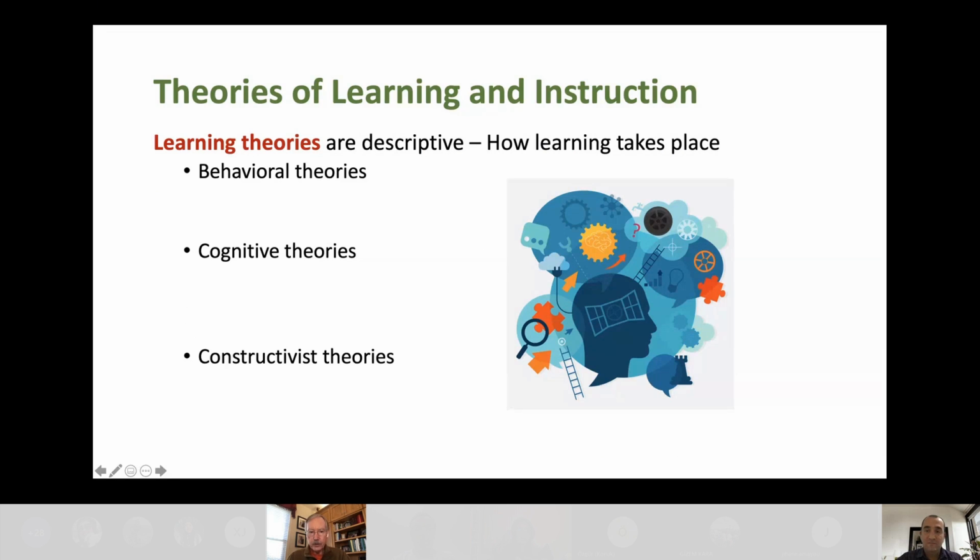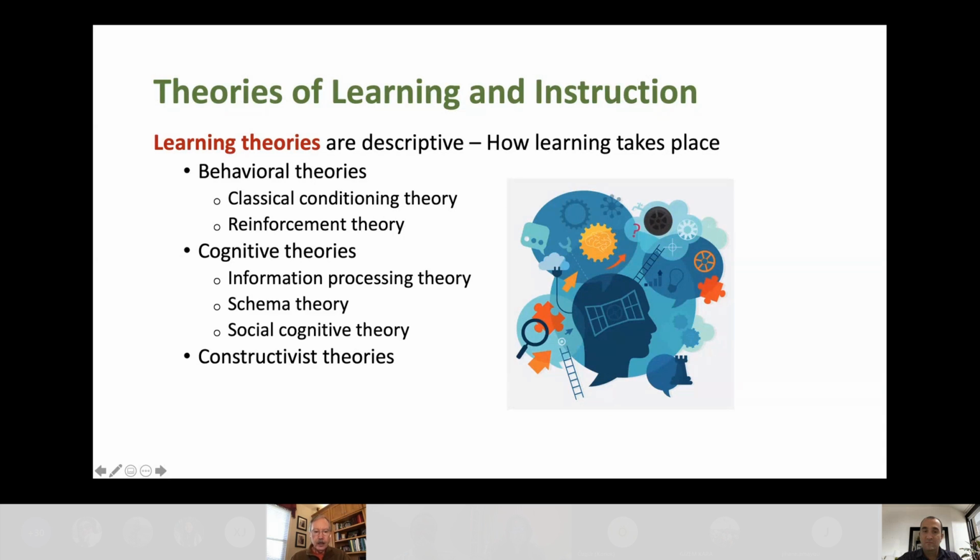And there are three major categories of learning theories that you're probably pretty well familiar with. There are two kinds of behavioral theories. Again, you're probably familiar with both of those. And there are three major kinds of cognitive theories. And finally, three major kinds of constructivist theories. But I'd like to emphasize that this is not all the learning theories that there are. There are many, many different kinds and subkinds of learning theories.